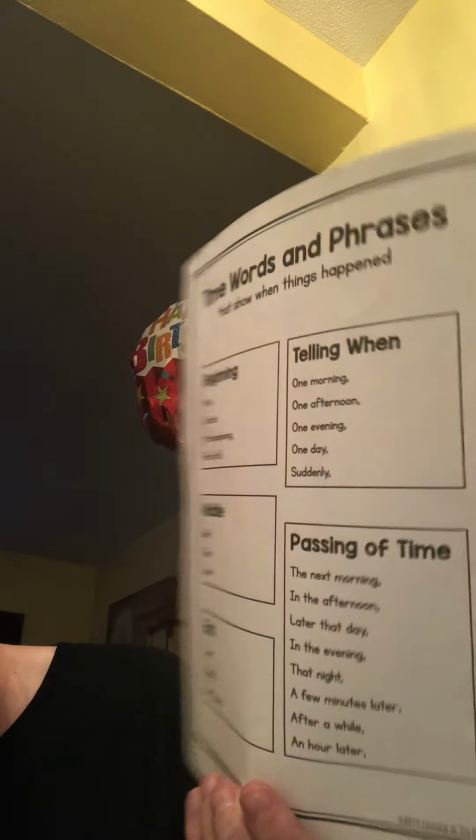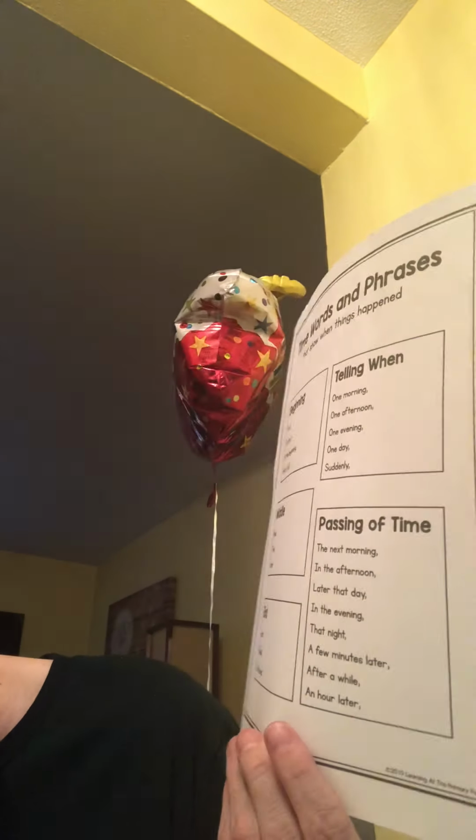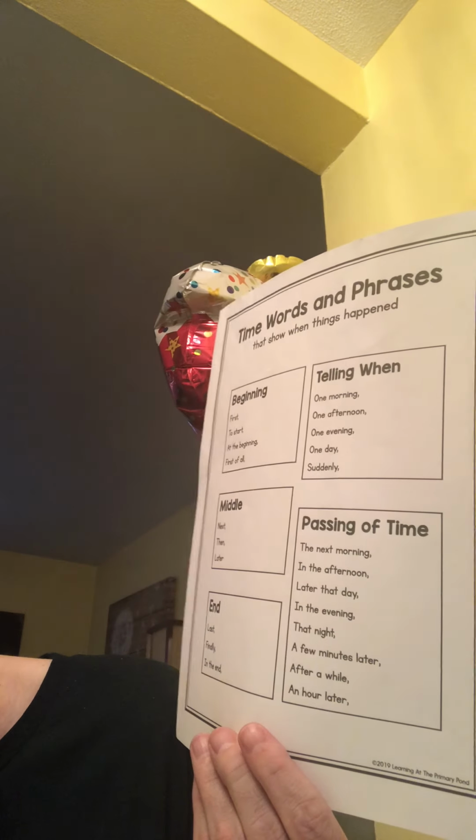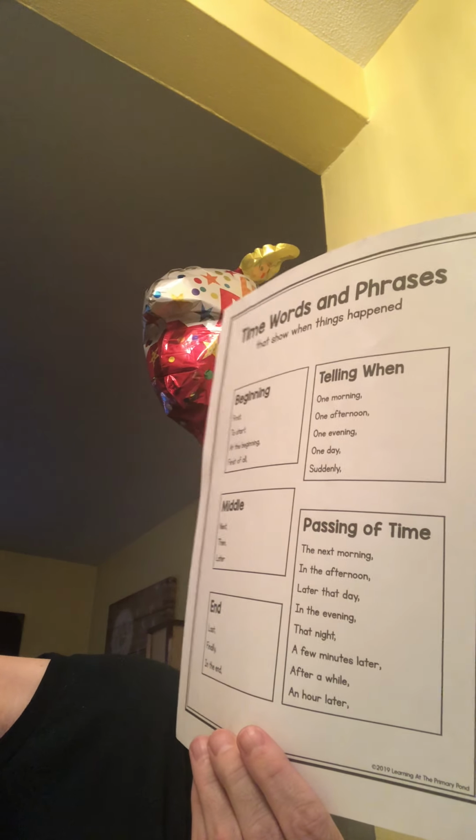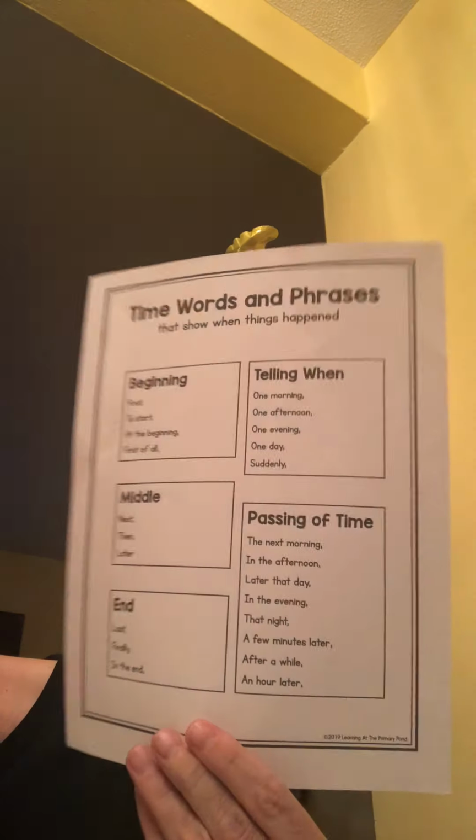These are time words and phrases that can move your story along. Words for the beginning, the middle, and the end. Telling when something happens, one afternoon, or one day, or suddenly, the passing of time, the next morning. If you notice in your books, when you're reading this week, notice the words that are in your story that move the story along, that tell which part of the story you're at, the beginning, middle, or end.